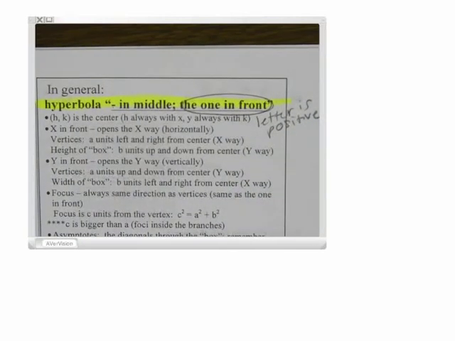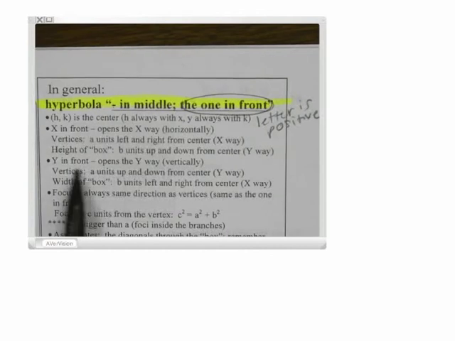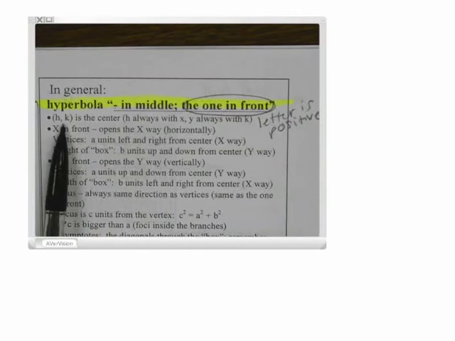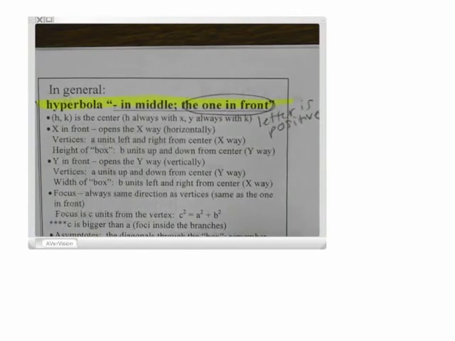If y is the positive letter, it's an up-down. See, y in front, y way. X in front, x way. Vertex is the same, or center is the same, h, k.